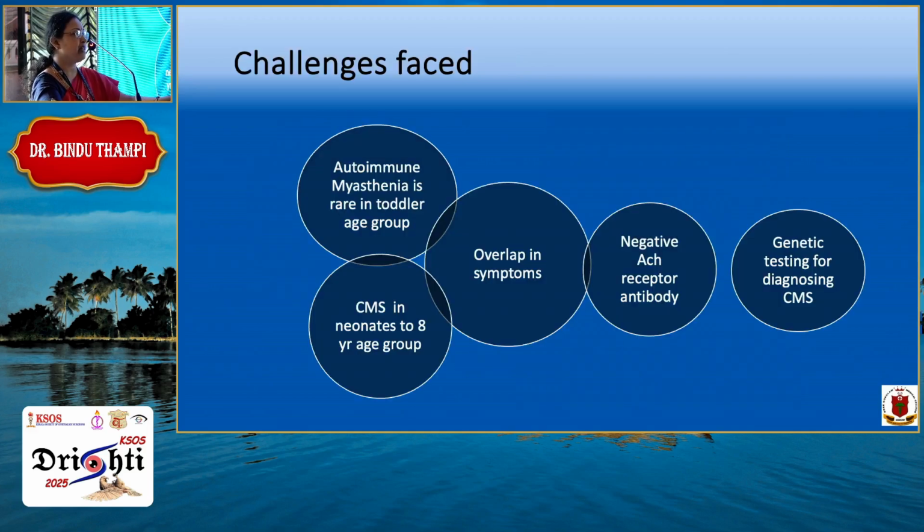The challenges we faced because the patient was a toddler were that autoimmune myasthenia is very rare in the toddler age group, whereas congenital myasthenia is seen from neonates to 8 years. But there may be overlap in symptoms, that is, both present with fatigable weakness and fluctuating ptosis, and moreover the antibody was negative in our patient. So genetic testing became crucial for the diagnosis.